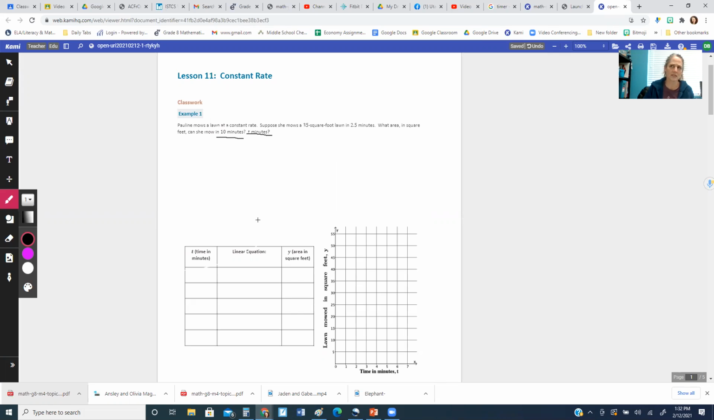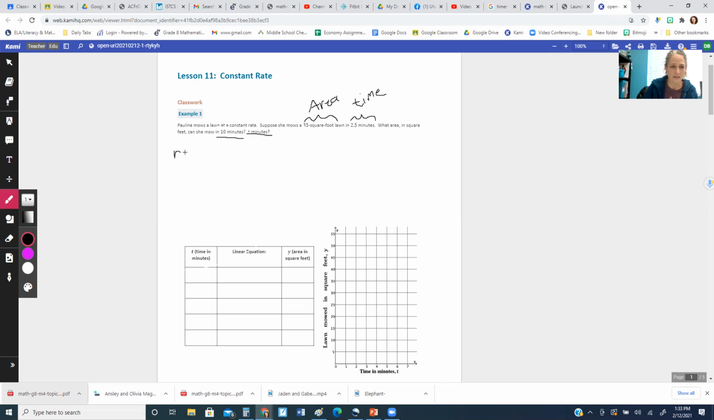So, okay, let's think about this. I think it's actually easier to start with the T minutes, set up our equation, and then figure out how much she can mow in 10 minutes. So the area, 35 square feet, that's the area, right? And she can mow that in 2.5 minutes. So that's the time, right? So we know what the rate is.